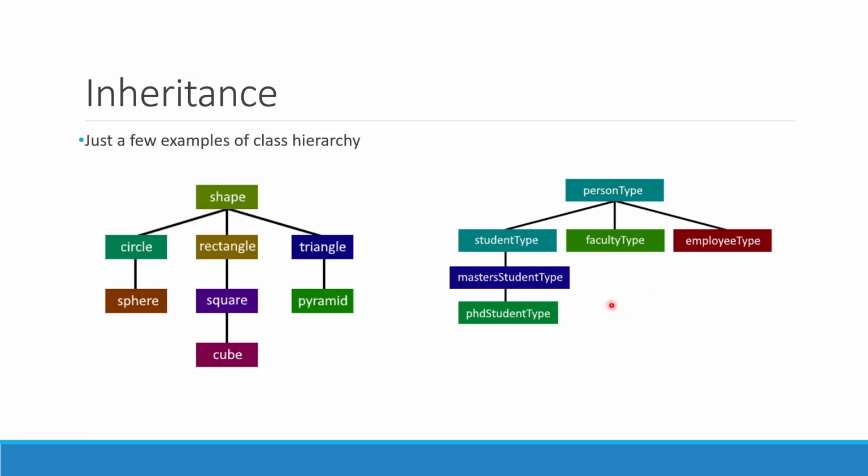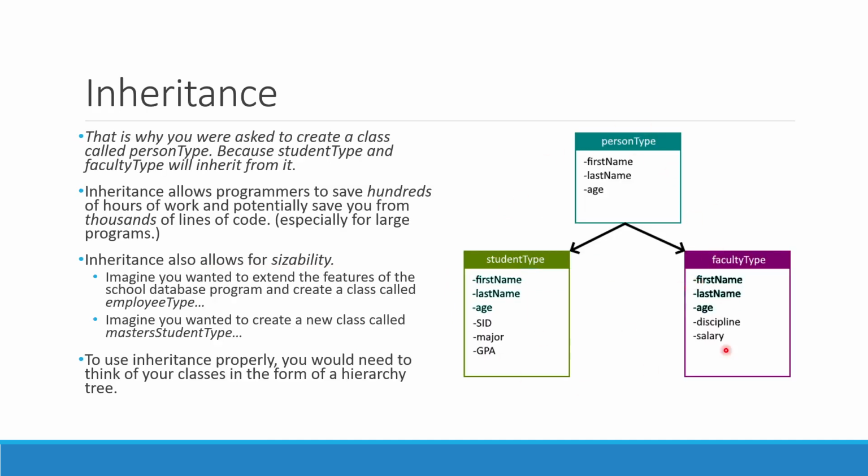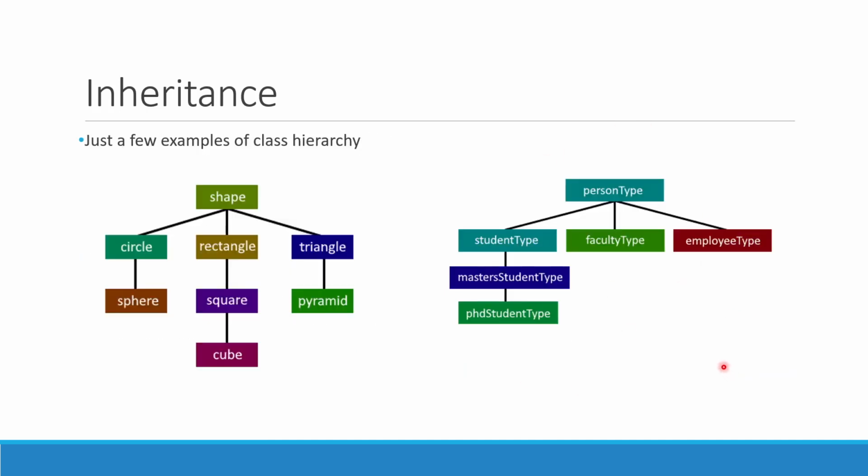Maybe I'll consider it. Anyways, the second diagram, this is exactly what we were doing before. We have person type, which contains first name, last name, age. We got student type, faculty type, which I already discussed, and then employee type, master student type. This is what the hierarchy tree would look like if we were just to continue this and make our program bigger. I think you get the point, right?